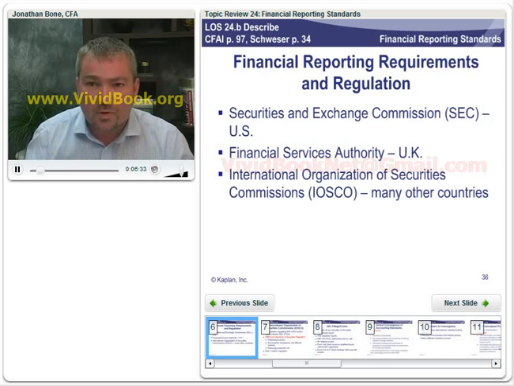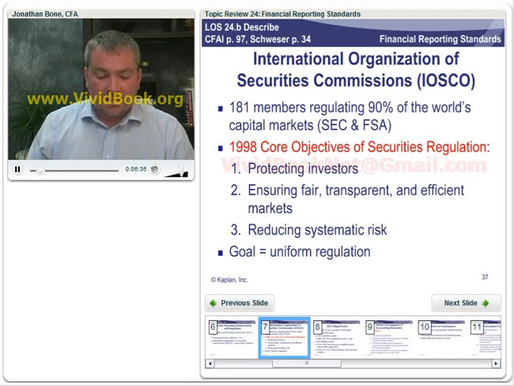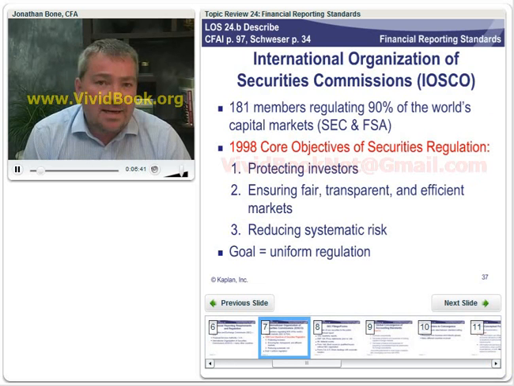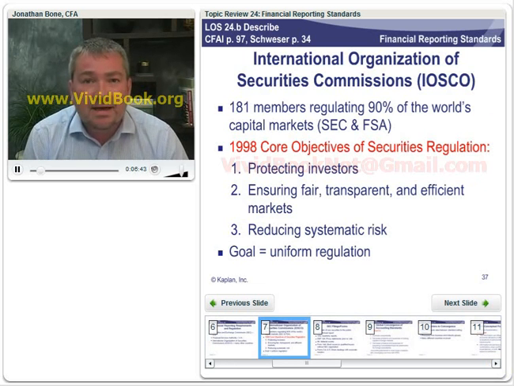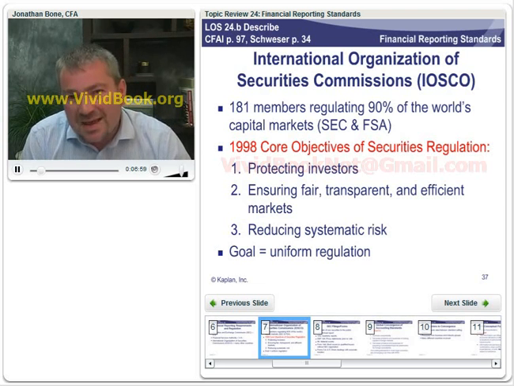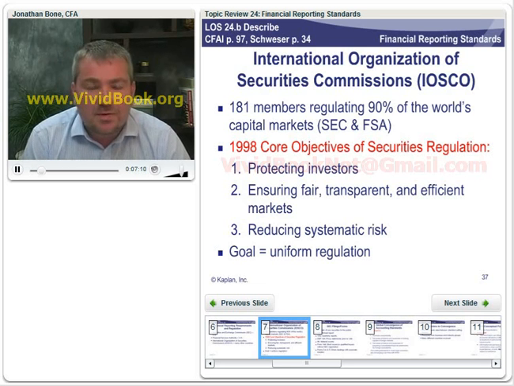Now, we'll see a bit more on IOSCO on the next slide. So the LOS here asks us to describe the role of IOSCO. So we certainly need to be aware that it's broad-reaching. Notice it covers 181 members, 90% of the world's capital markets. In other words, IOSCO contains the regulators of the financial markets. Now, we're asked about their role. Notice their goal is uniform regulation, but their core objective, their core role, is really to make sure that we have well-functioning financial markets. And with that in mind, we've got three major core objectives.